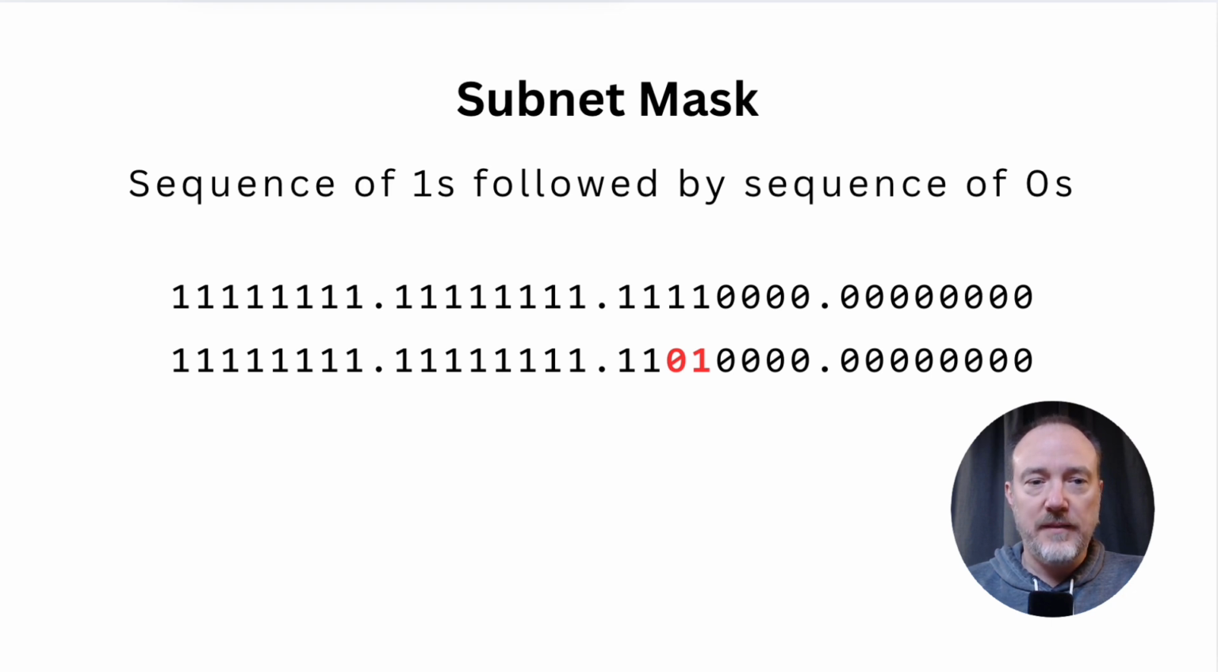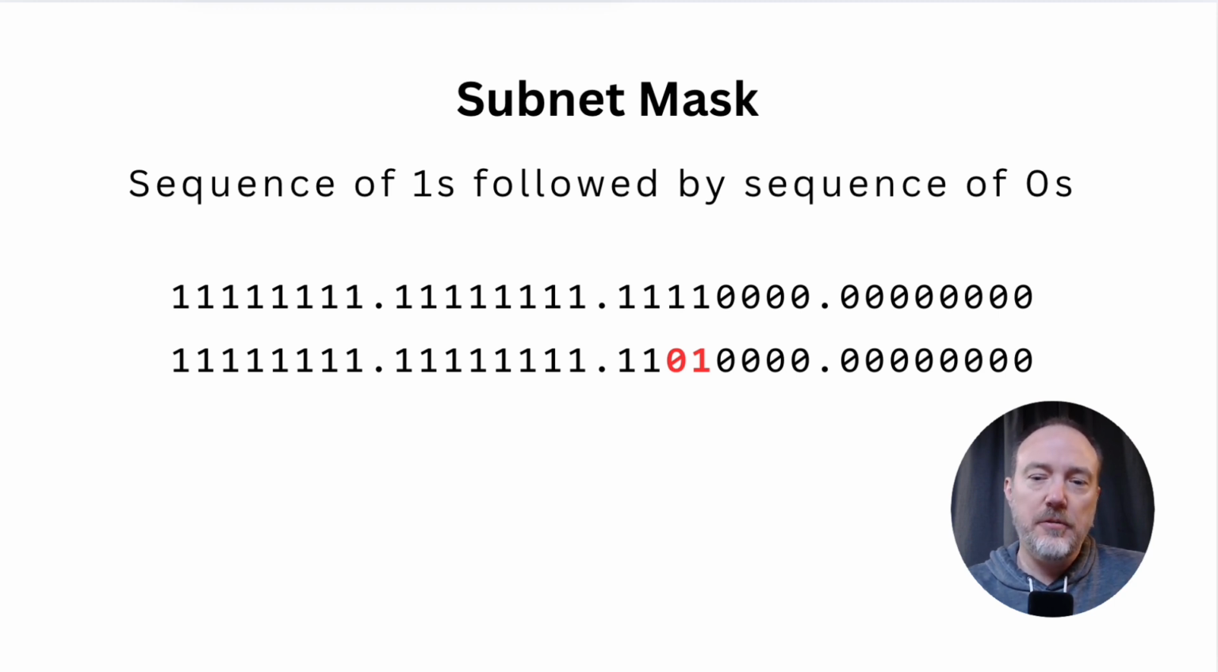So a subnet mask differs from an IP address in that from left to right, the bits themselves are a sequence of ones and then a sequence of zeros. So at no point in a subnet mask, by definition, can you have a 1 after a 0. So the first example here, you can see you got a whole string of ones there. And then in that third octet, there's a 0. And then everything after that's a 0.